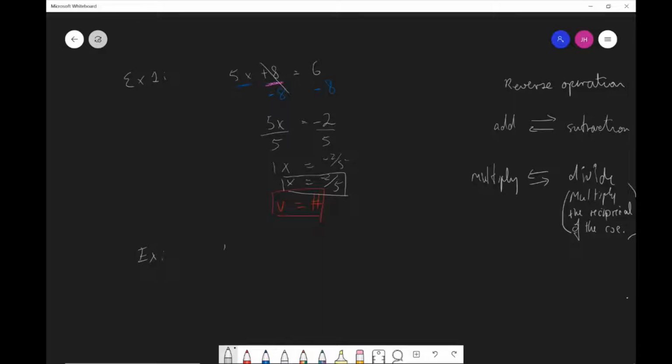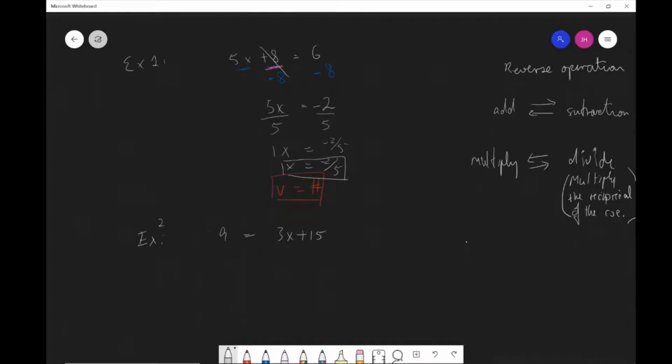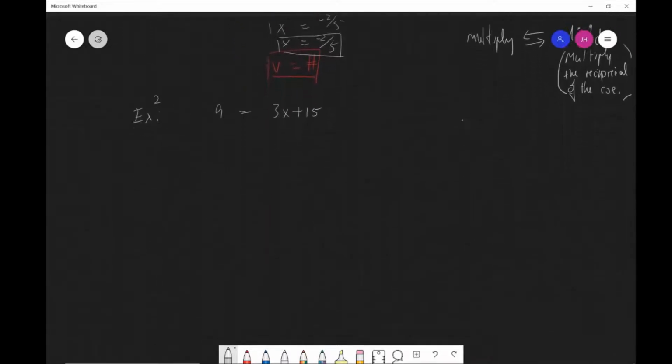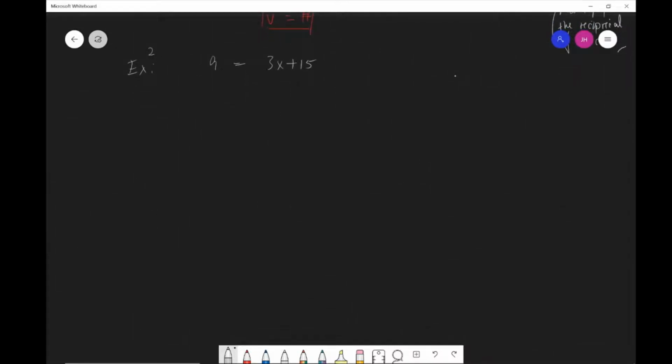Now let's take a look at question number 2, where 9 equal to 3x plus 15. If possible, I suggest you pause at this moment and try to solve this question by yourself. Just apply the notes on the first question and I think you'll do fine. Okay, question number 2. Now I have 9 equal to 3x plus 15.